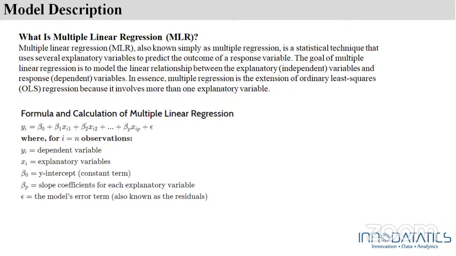We are using multiple linear regression here because we have several independent variables and one output variable, that is competitor's price. The formula for the MLR technique is y equals beta naught plus beta 1 x1 plus beta 2 x2 plus so on plus beta p xp plus epsilon, where y is the dependent variable, x is the independent variable, beta naught is the y-intercept, beta p is the slope coefficient of each explanatory variable, and epsilon is the error term. Now the model building part will be explained by my friend Diksha.